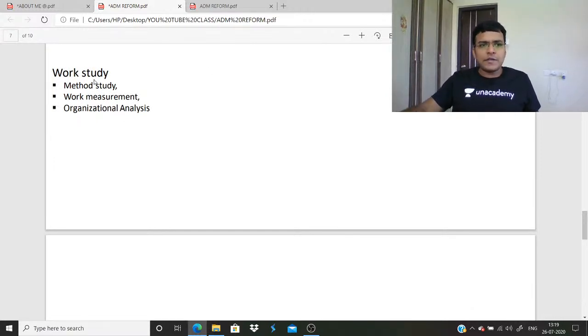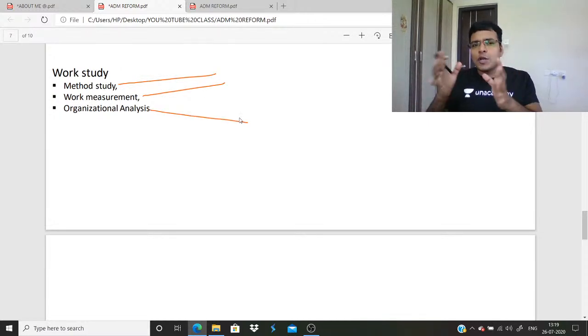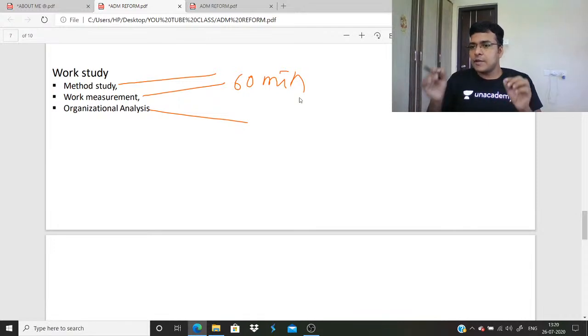Next is work study. Work study is divided into parts: method study, work measurement, organizational analysis. Method study means you study the method, how a particular work is carried out, and initiate improvement in it. Work measurement means measuring the time of a particular work. Suppose a particular work will take 60 minutes. You will measure it and try to find out if it can be finished in 30 minutes or 40 minutes. This is work measurement. The aim of work study is to improve efficiency.